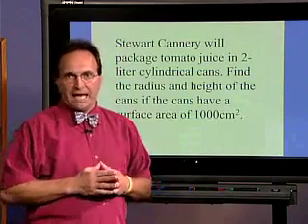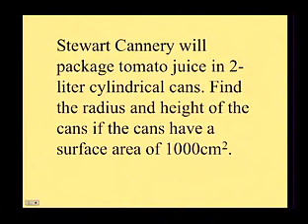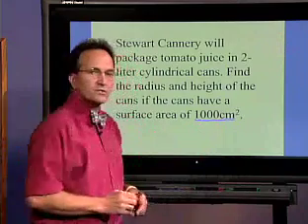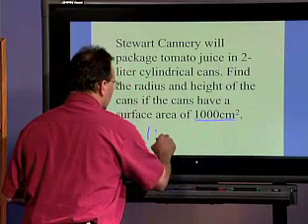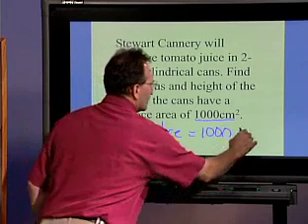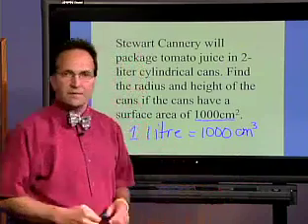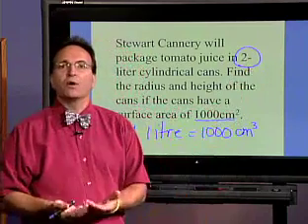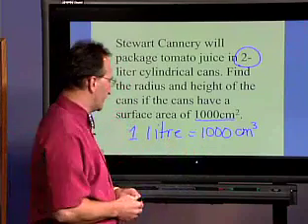Alrighty, let's do another application problem. Stewart Cannery Company will package tomato juice in 2-liter cylindrical cans. Find the radius and the height of the cans if the cans have a surface area of 1,000 centimeters squared. Let me remind you that 1 liter equals 1,000 cubic centimeters. So that's the relationship between those. Therefore, a 2-liter can is going to contain 2,000 cubic centimeters.